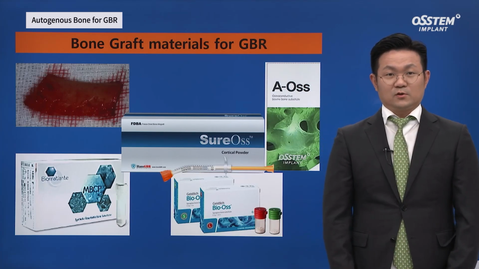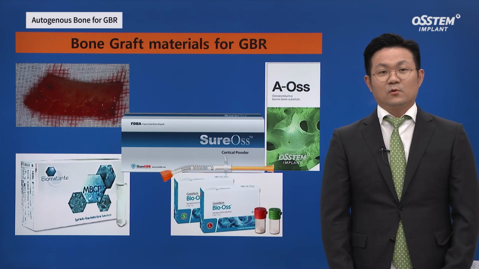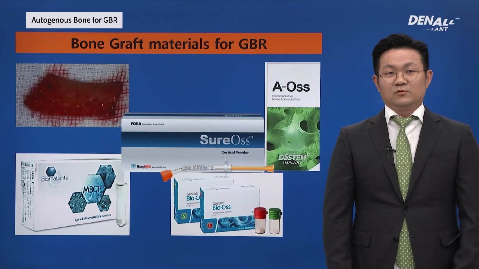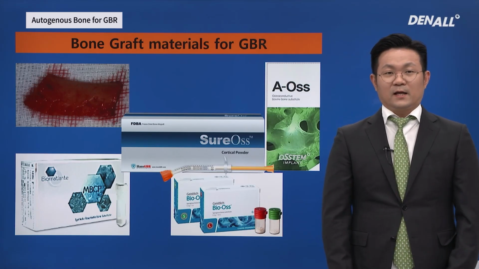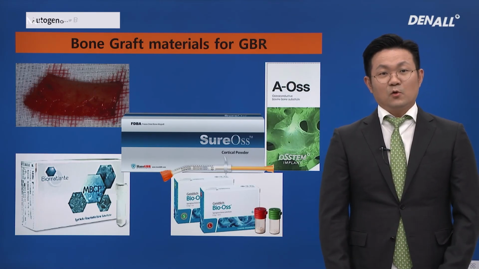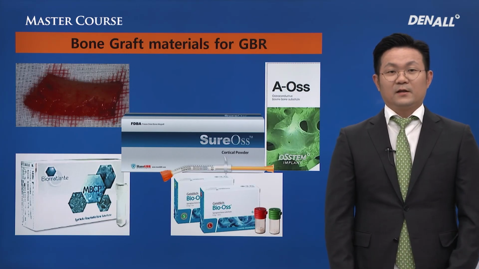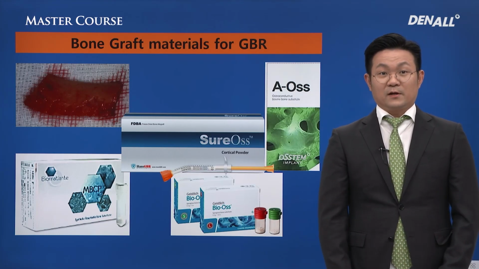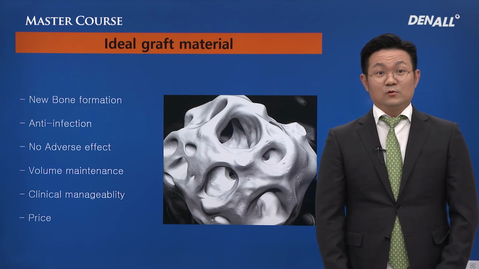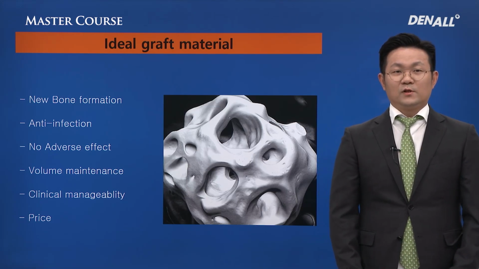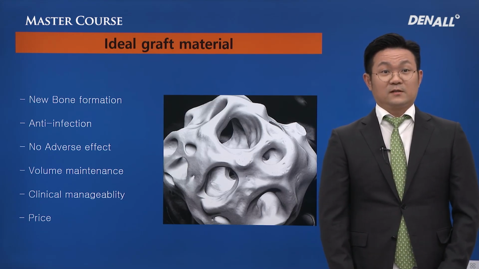There are many different types of bone graft materials, including autogenous bone, allograft, xenograft, and synthetic bone. In various situations, and depending on the surgeon's preference, we choose a different bone material. Today, we are going to talk about autogenous bone.